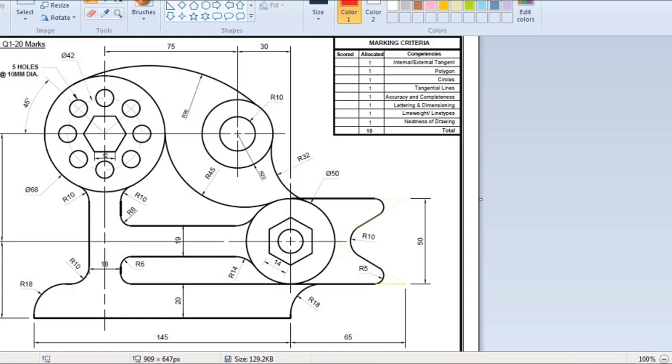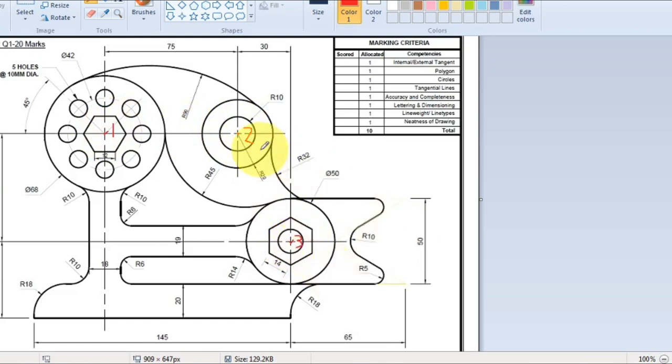Hi everyone, so today we are going to draw this complicated figure shown on the screen. So the first step when we draw a figure as complicated as this is to first identify the center points. So we have here our center points, so we will start from here. This is our center point number one, this is our center point number two, center point number three, and then that's it.